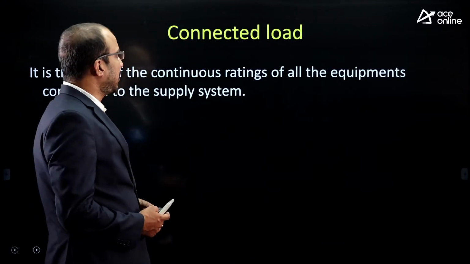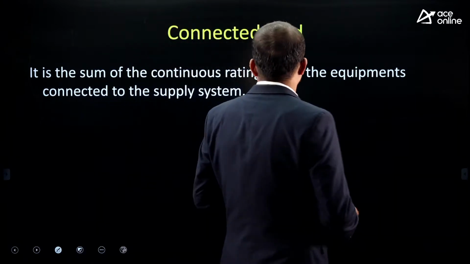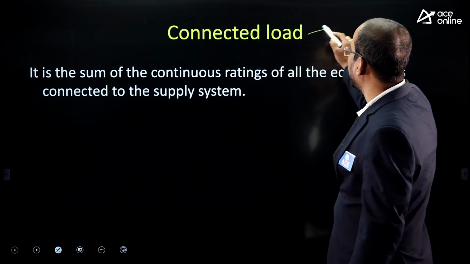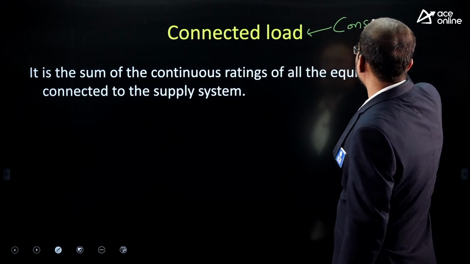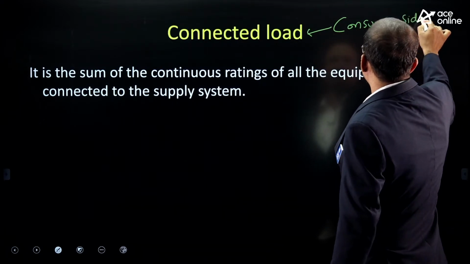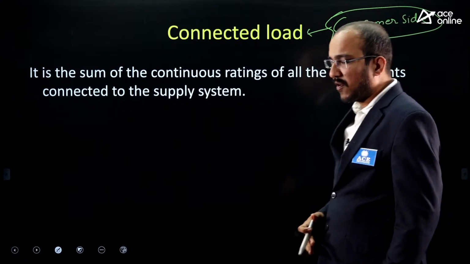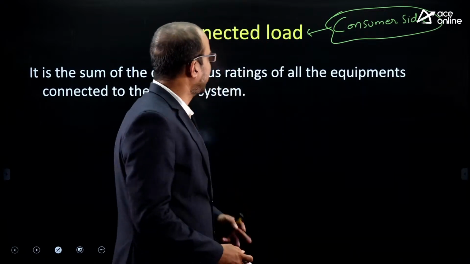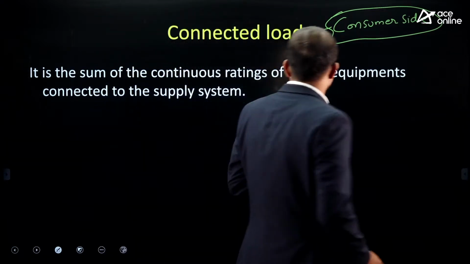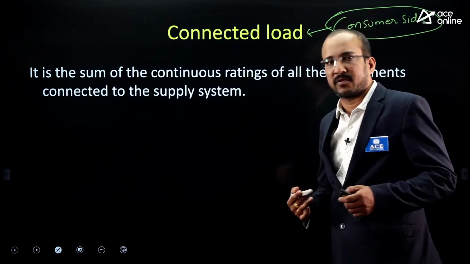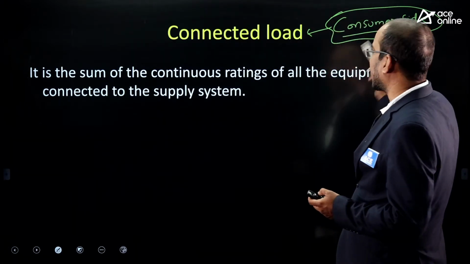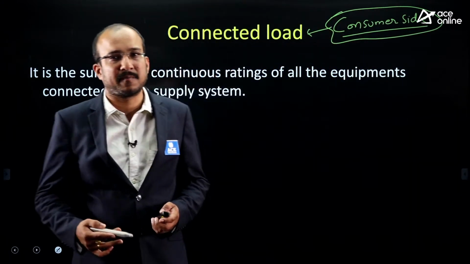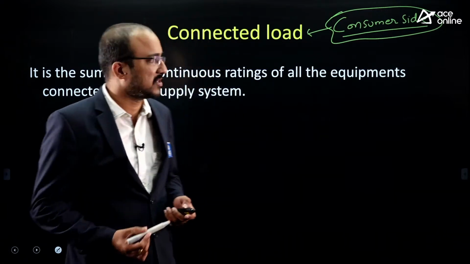Okay. So now let us see some basic definitions. First one is connected load. What do you mean by connected load? Connected load is defined from the consumer side. In a consumer premises, if you add the ratings of all the electrical equipments, that will give the connected load of that consumer. So it is the sum of the continuous ratings of all the equipments connected to the supply system.